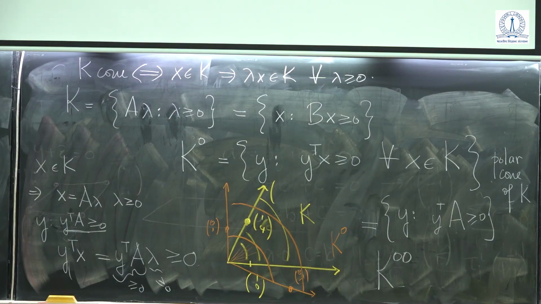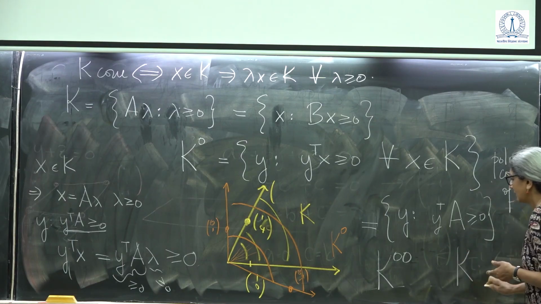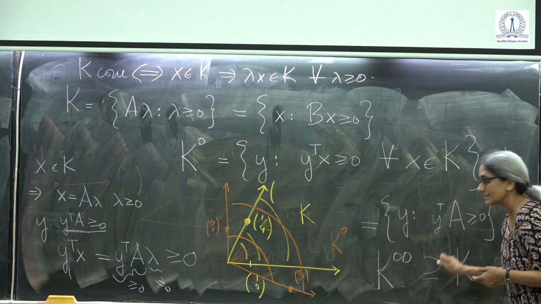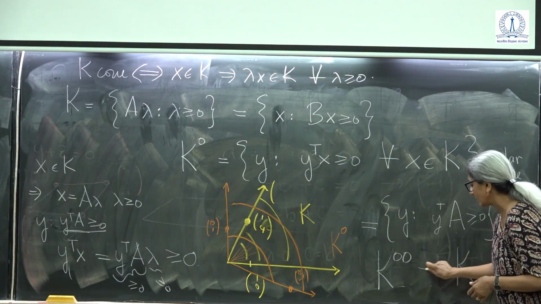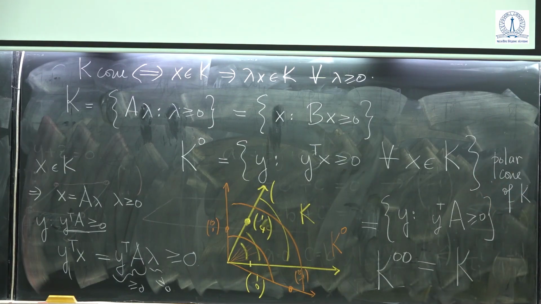So I take everything that makes non-negative inner product with everything that makes non-negative inner product with K. One containment is hopefully clear, right? Everything orange made non-negative inner product with everything yellow. That means everything yellow made non-negative inner product with everything orange, right? So which containment is easy? K is inside this, right? This is easy, but it's a nice fact that it's actually equal. It needs a little bit more work. So if you do K polar twice, you come back to K. Good? So these things are related.